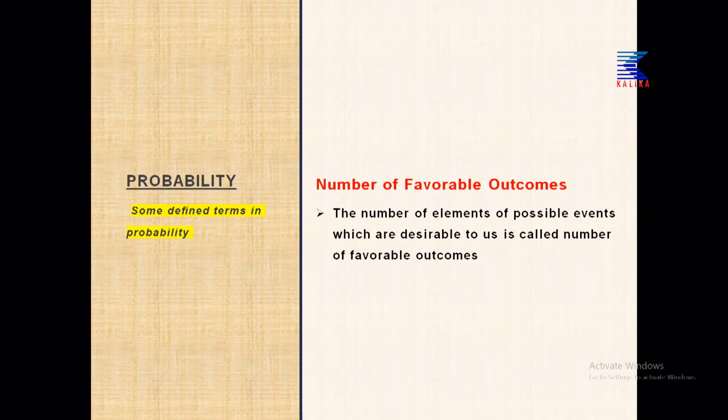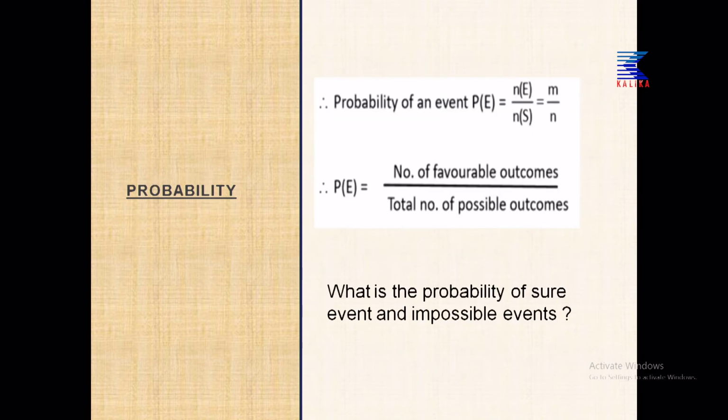For example, dear student, if you are playing cards and your desire is to get an ace, what is the number of favorable outcomes there? How many aces are there? There are 4 aces. So, the number of favorable outcomes will be 4. While tossing a coin, if you want a tail to occur, how many tails are there? A single tail, one tail. Therefore, the number of favorable outcomes is 1 there. Finally, the probability of an event is given there, dear student.